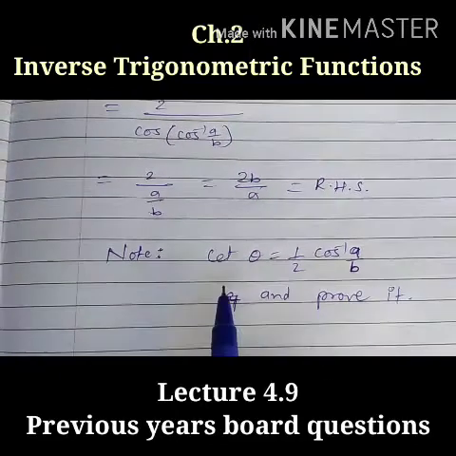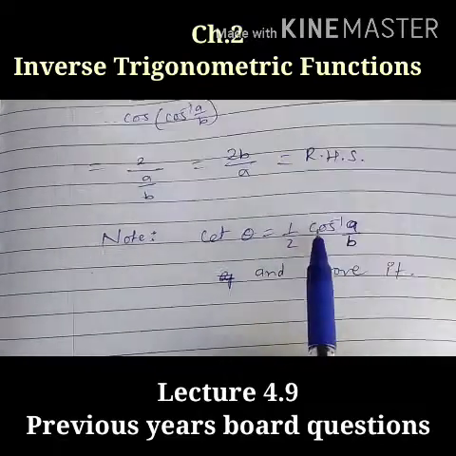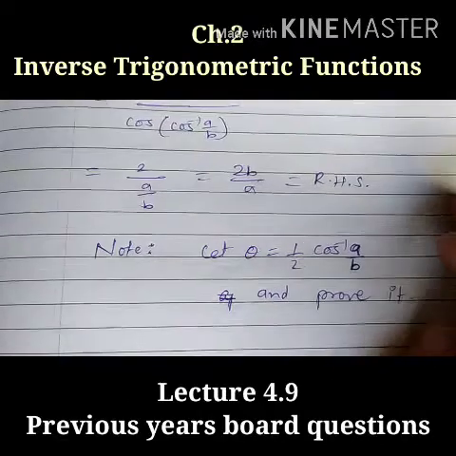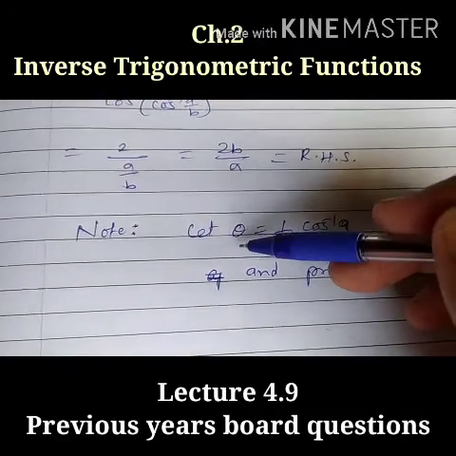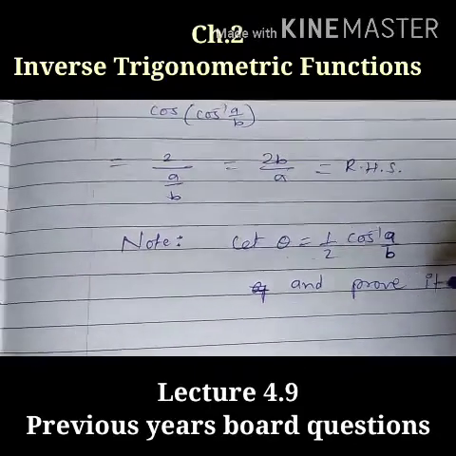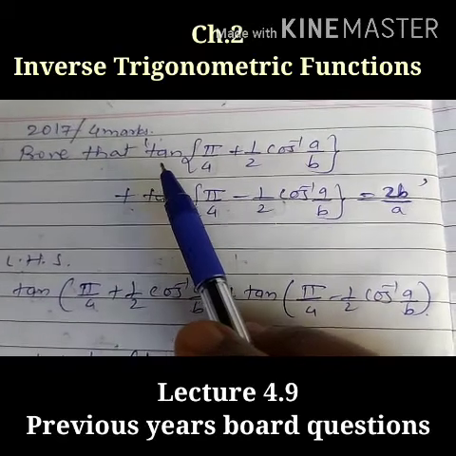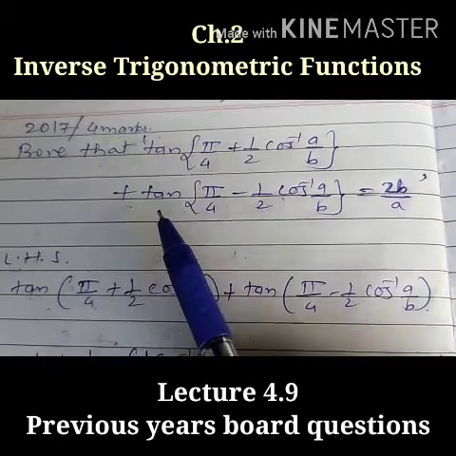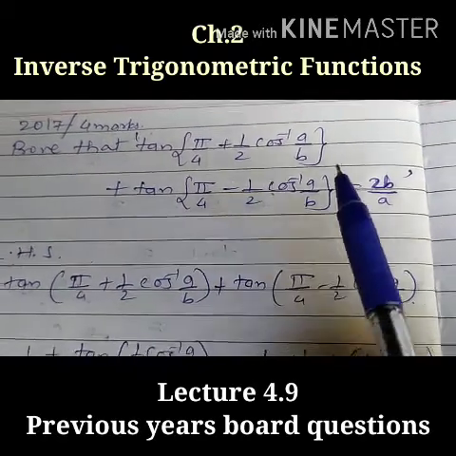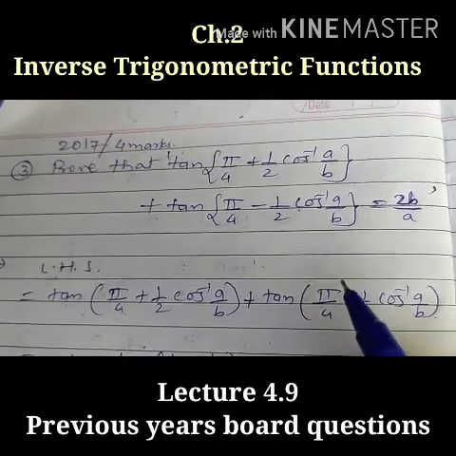Students, we can consider here that the y value, that is 1 by 2 cos inverse of a upon b, as a theta and we can prove it. So after considering, what will be there? Tan of (pi by 4 plus theta) plus tan of (pi by 4 minus theta). Again it will be very easy, so you can try this.